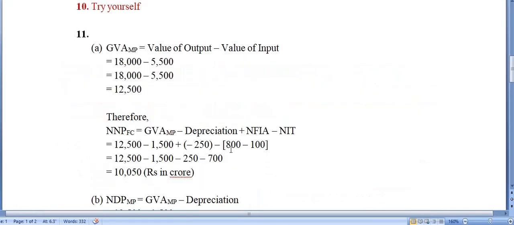And then the next part of the question is you need to calculate NDPMP. So how to start the question? Have a look at the question now. Gross value of output, value of intermediate consumption, depreciation, indirect taxes, subsidies, net factor income from abroad.